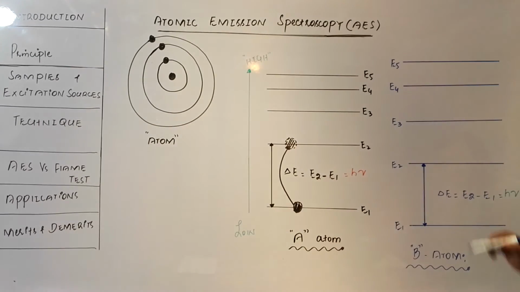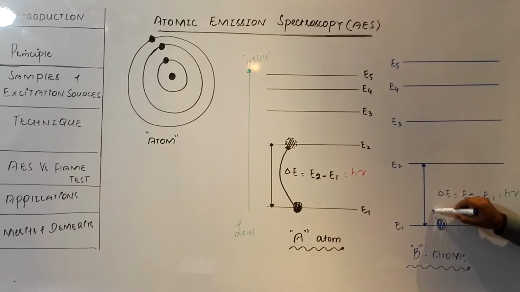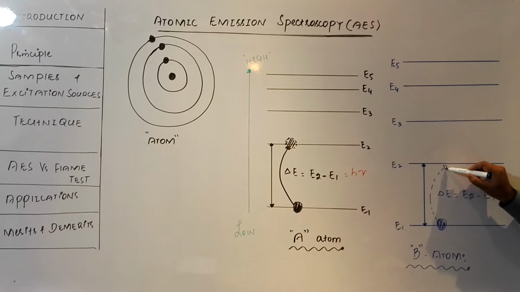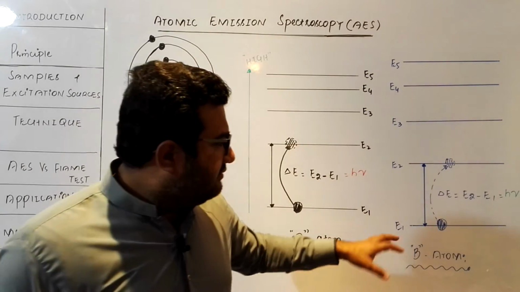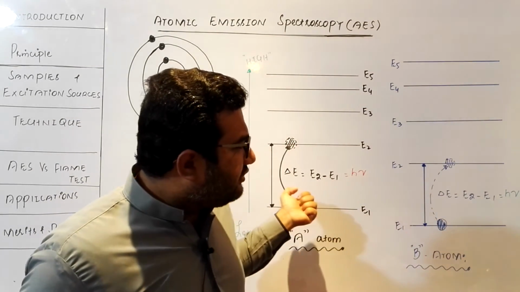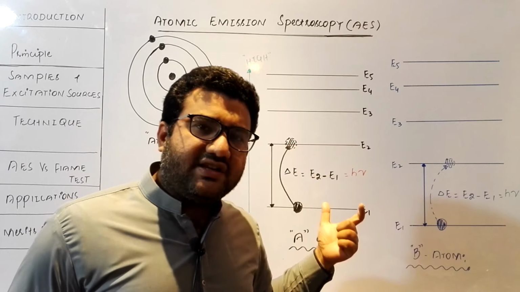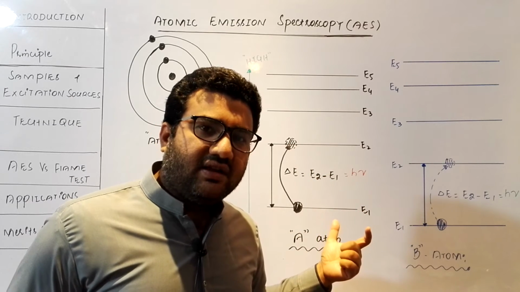Similarly, there is an electron here in this atom, and when you give energy to this atom, the electron will move from low energy to high energy. The electron is excited. What do you think?